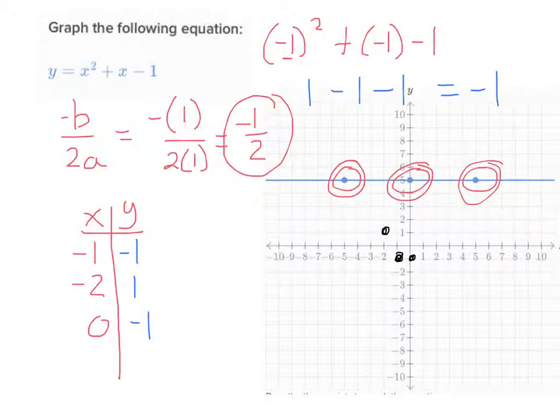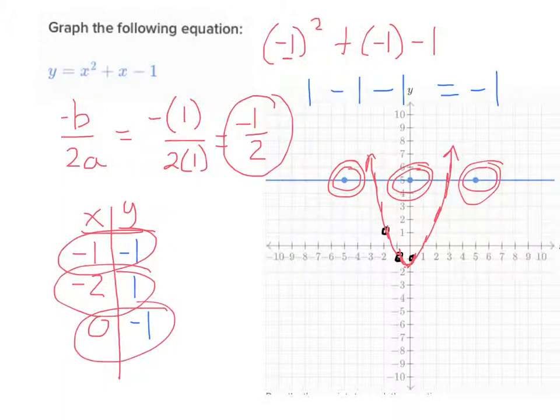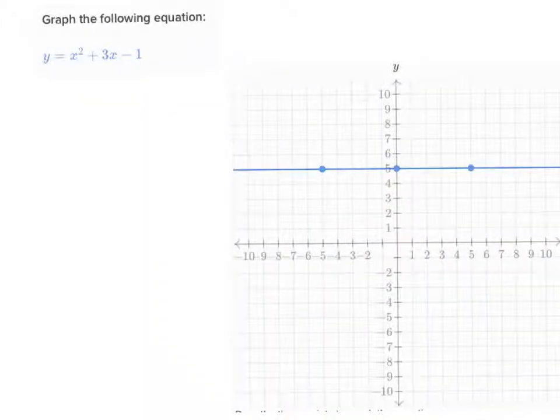So what does that tell me? That tells me my graph's going to look something like this. I made it look too pointy at the vertex. It should be more rounded. So when you graph it in Khan Academy, just graph these 3 points, and it'll draw the graph for you. Everybody pause the video and write down the equation.